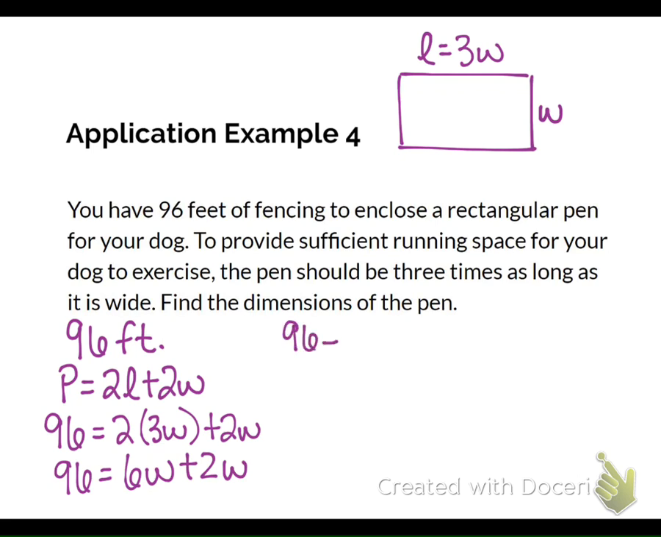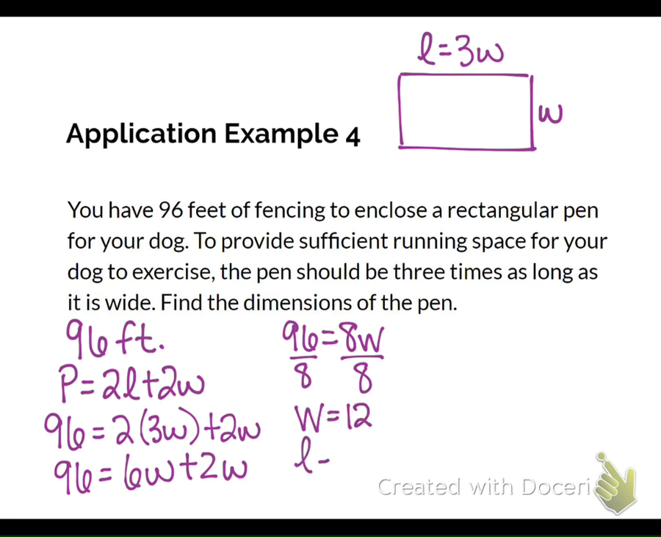Combine like terms, we get 96 equals 8W. Last step to solve this equation, divide by 8. That means that I get W is equal to 12. Okay, so my width is going to be 12 feet.